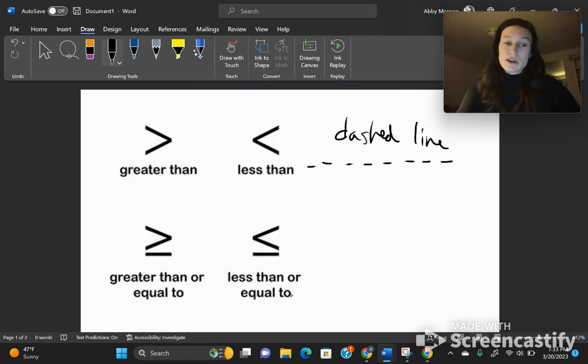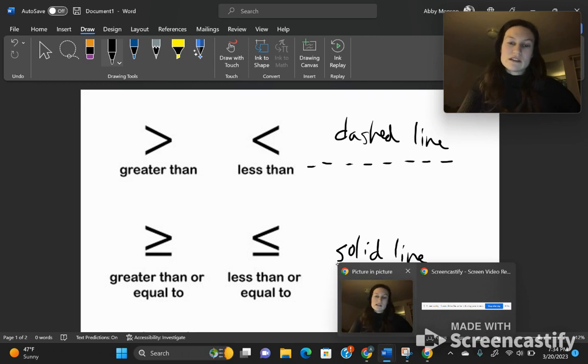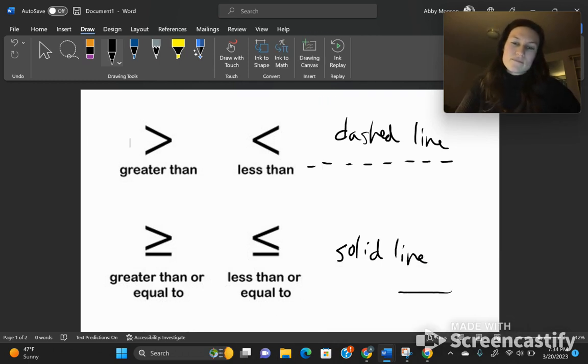Here, with the greater than or equal to or less than or equal to, we're going to use a solid line. It's easy to remember that because there's a solid line underneath each of those symbols. So that's just going to be a solid line, okay? Like that. This one also will be like this, but it'll be dashed, okay? So put that in your notes and let's continue.